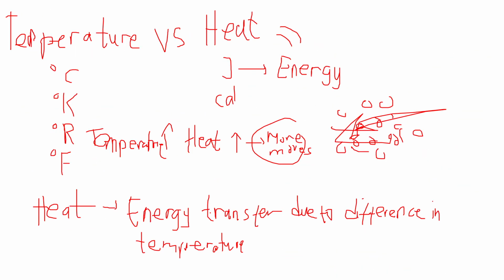Now, we did say that heat is the energy transfer due to difference in temperature. Well, we can actually calculate how much energy is being transferred due to temperature changes. We call it Q. This is the energy being transferred. Q is equal to m c delta T, mass times c times delta T. All of these could have different units. We have to make sure we're using the right one.